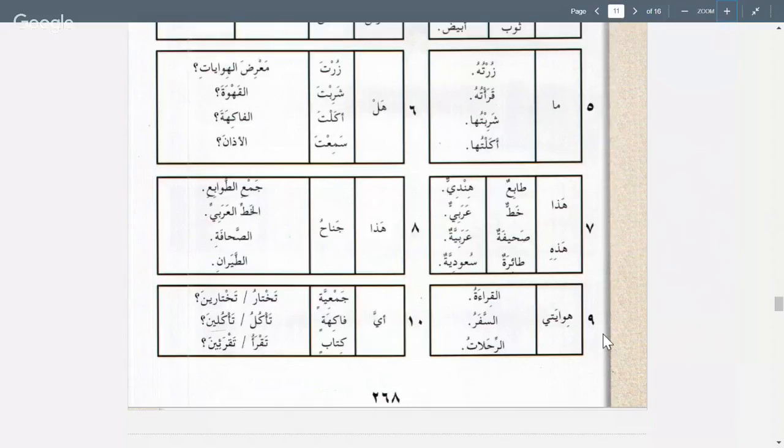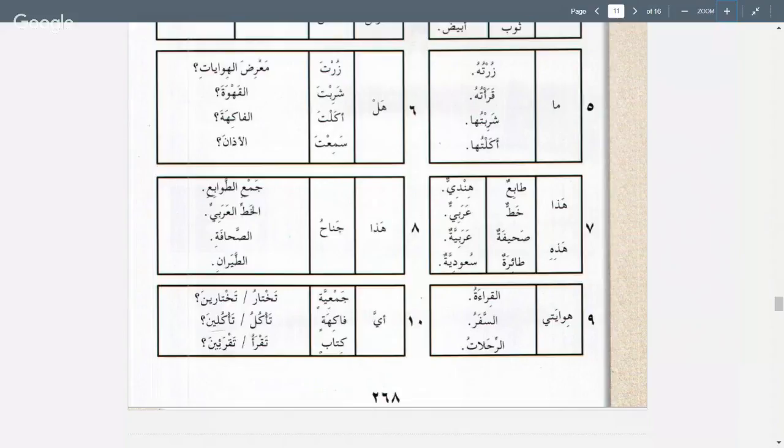Haneen, number nine. Hawaii al-kira'atu. My hobby is reading. Hawaii al-safaru. My hobby is traveling. Hawaii al-rahlatu. My hobby is trips. Good. Taking trips. Okay. And number 10, Lena.